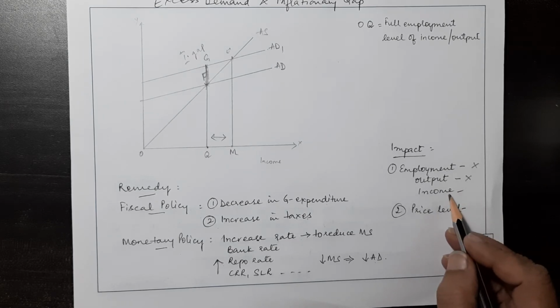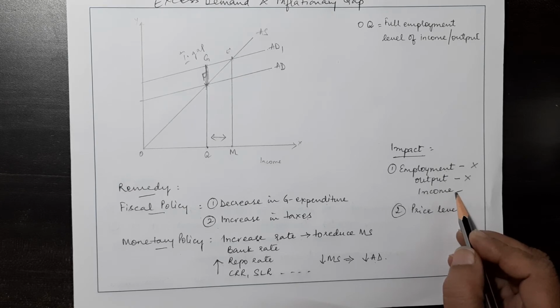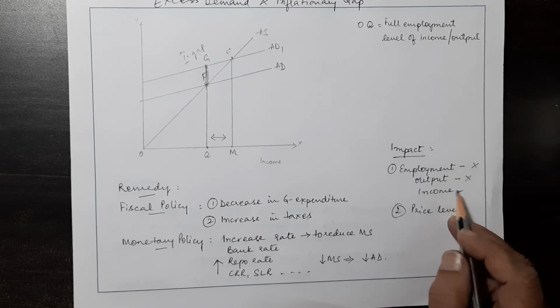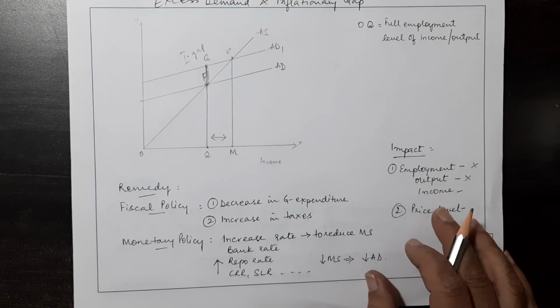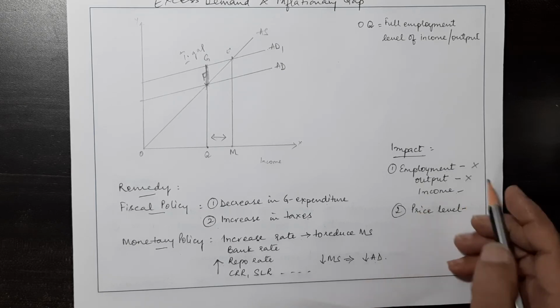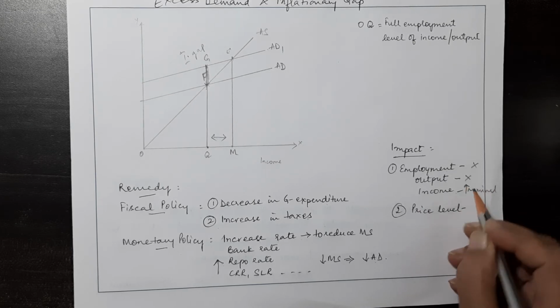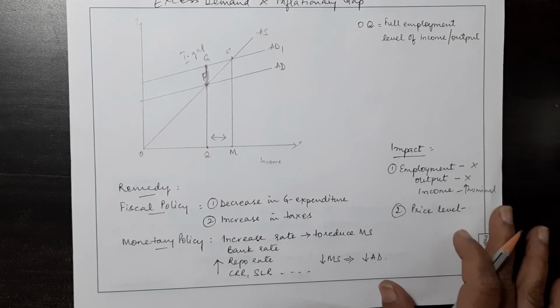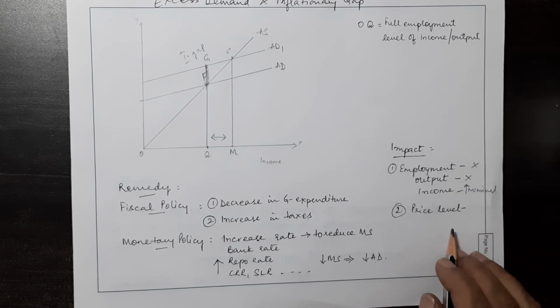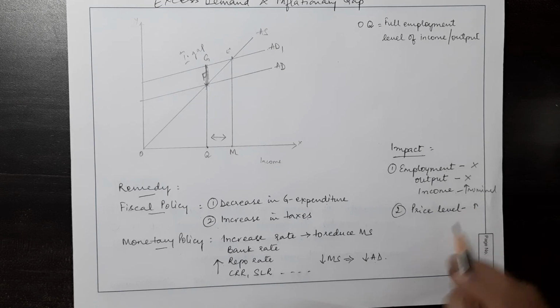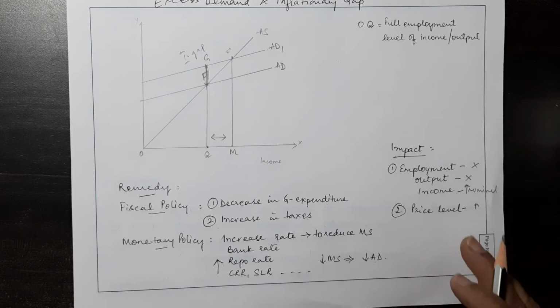But what happens to income? See, there is a rise in price, there is inflation. So to combat that inflation, there will be an increase in the nominal income, because there is inflation in the economy. What will happen to the general price level? It will increase, and that is why we are calling it inflation.